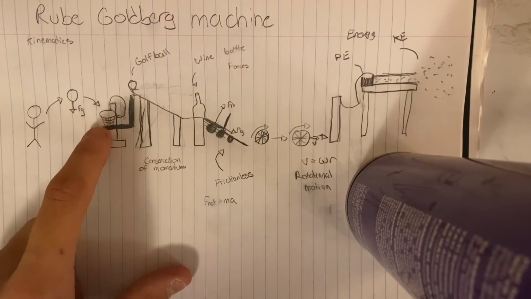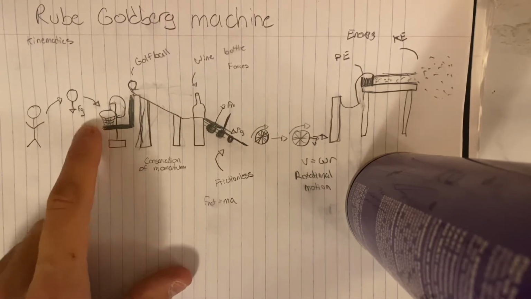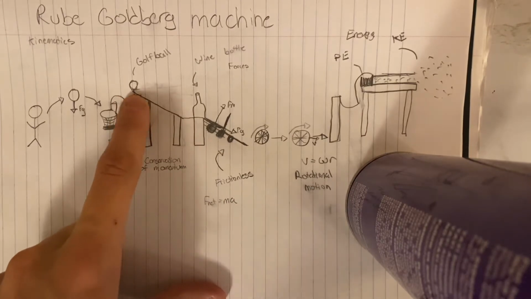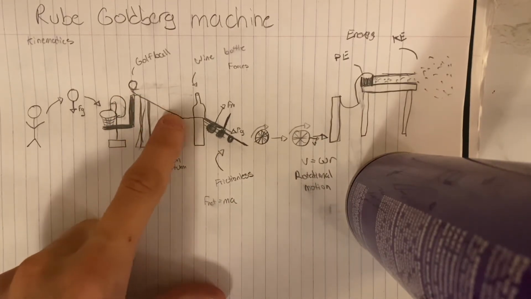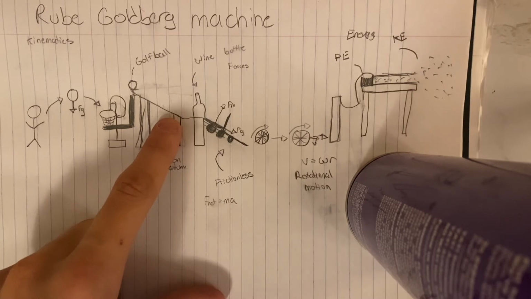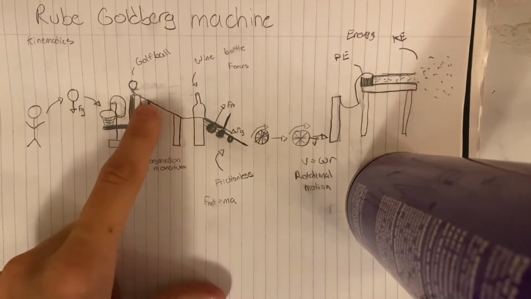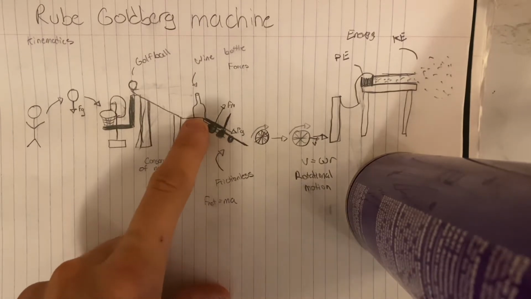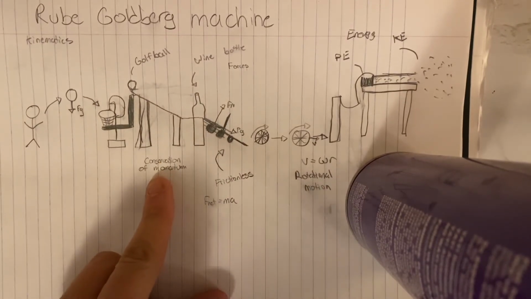Once the ball makes it into the hoop, it'll hit this lever thing that nudges a golf ball at the top, which causes it to roll down this ramp, which is an example of rotational motion as the ball's moving without slipping. The ball then runs into the wine bottle, which is an example of conservation of momentum.